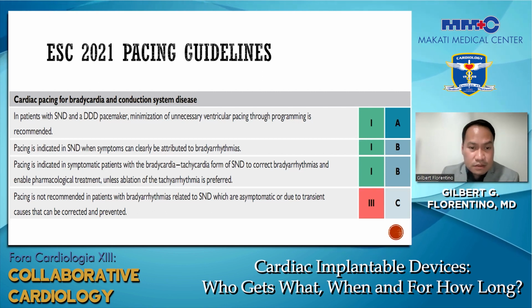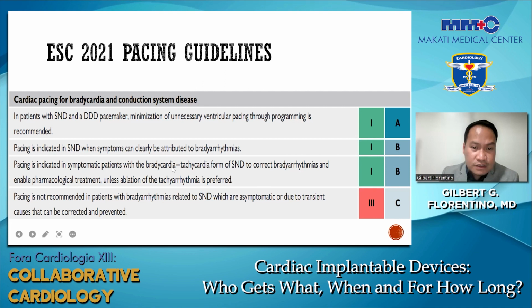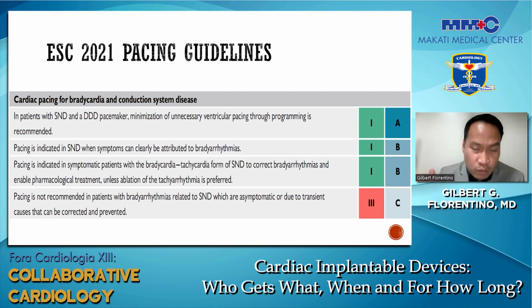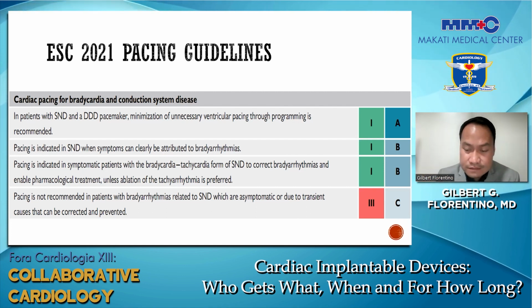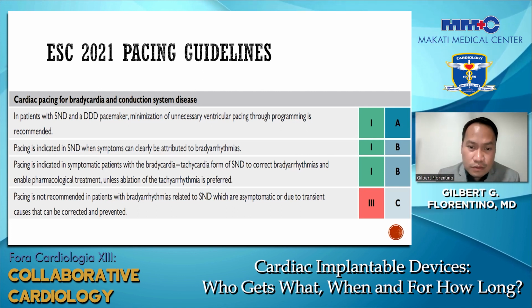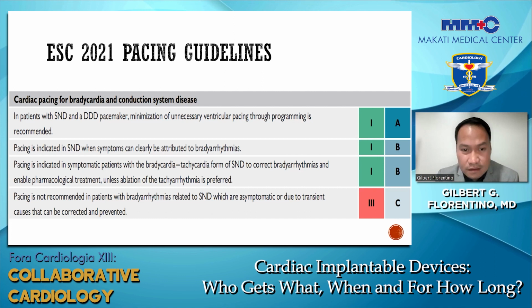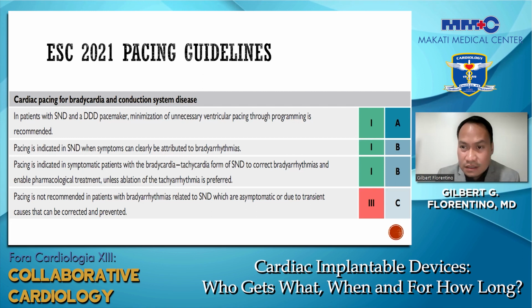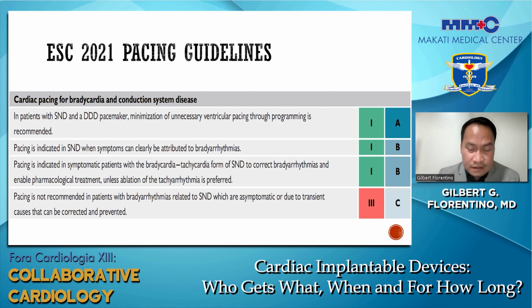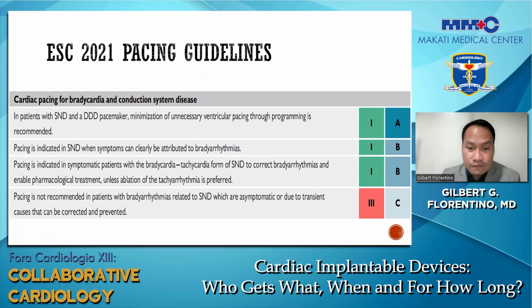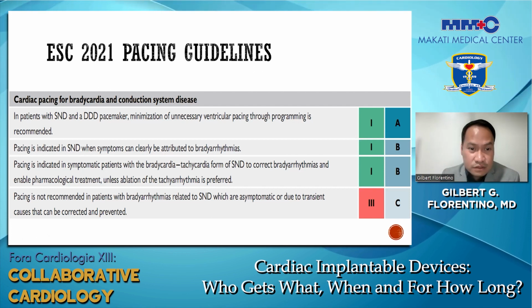Okay. How about the bradycardia-tachycardia syndrome? It is a form of sinus node dysfunction. This type of patient usually requires medication for tachycardia. And in order for us to optimize that medication, we need pacing for the bradycardia. That's why this type of patient will require pacing to allow the necessary drug therapy. Of course, it's not recommended for sinus node dysfunction which is asymptomatic with a reversible process.